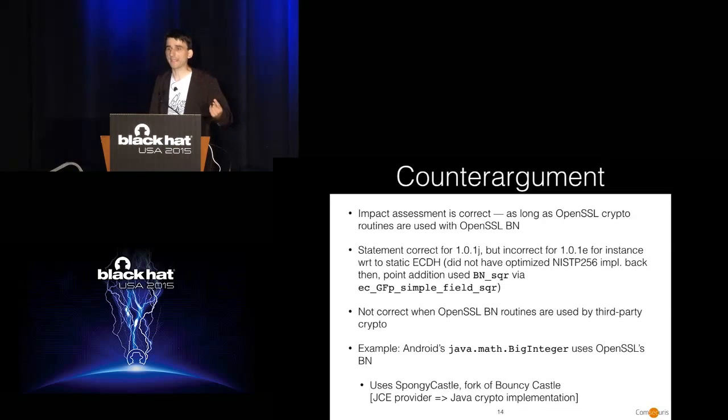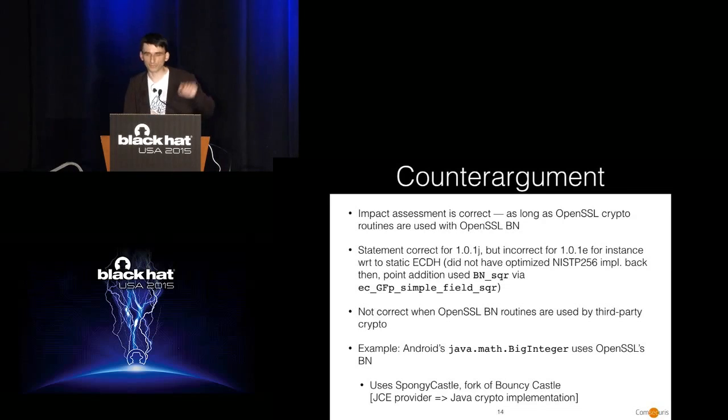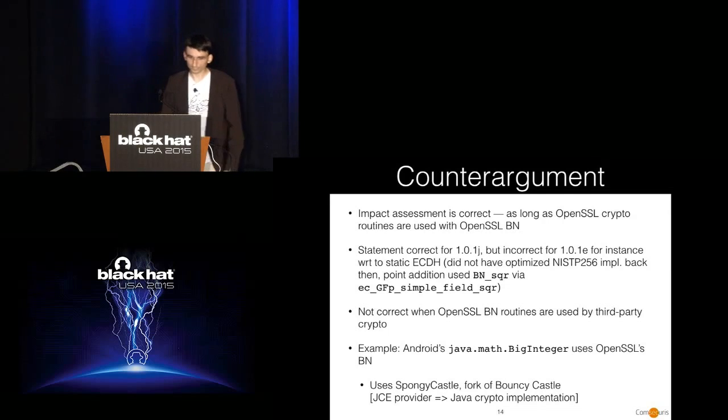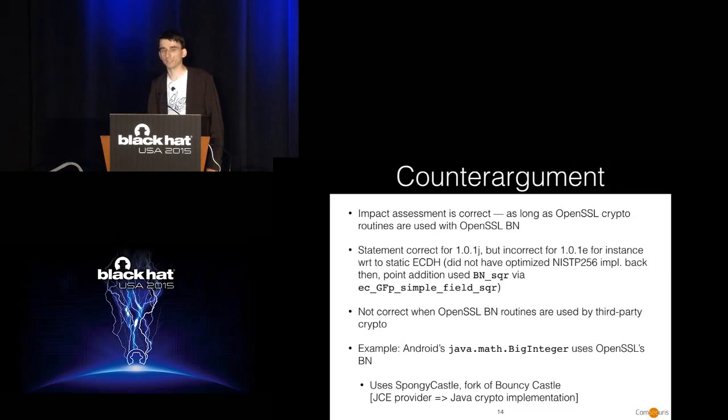I tried to skip the elliptic curve part of the talk because I was told that might be too technical for here, but this will be in the white paper. There is a related attack that most likely carries over to this. And as I mentioned before, it's not correct when you use OpenSSL BN routines with third-party crypto. For instance, if you look at Android, they use OpenSSL underneath for the Java BigInteger, and they have Spongy Castle, which is a Bouncy Castle fork, on top of that. And in that case, the arguments here are invalid as well.